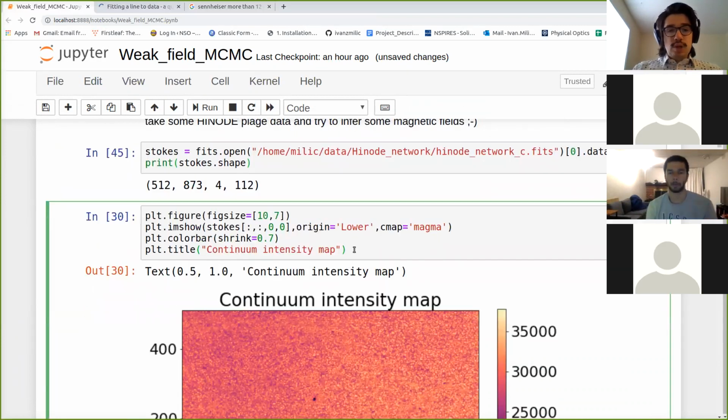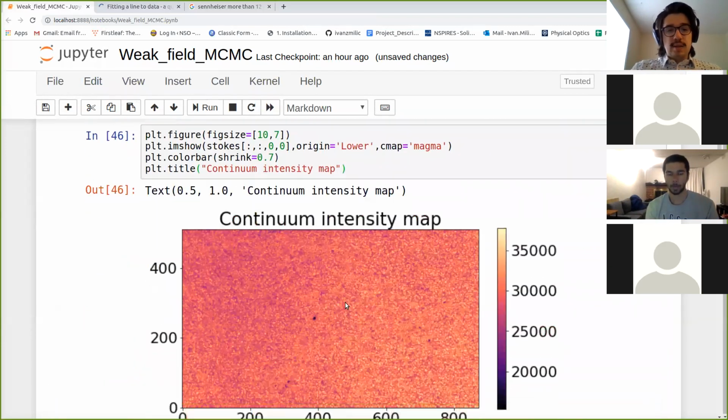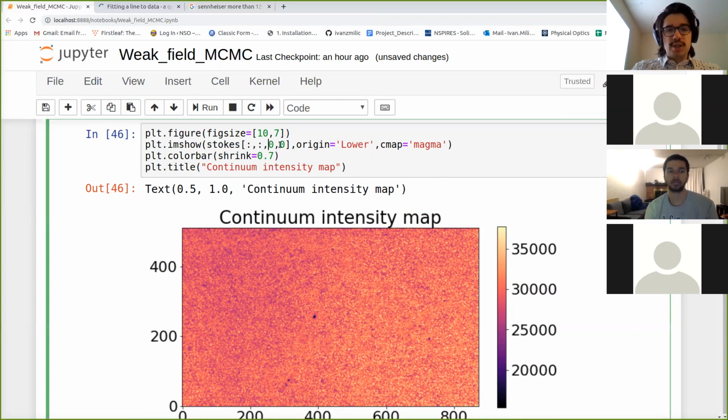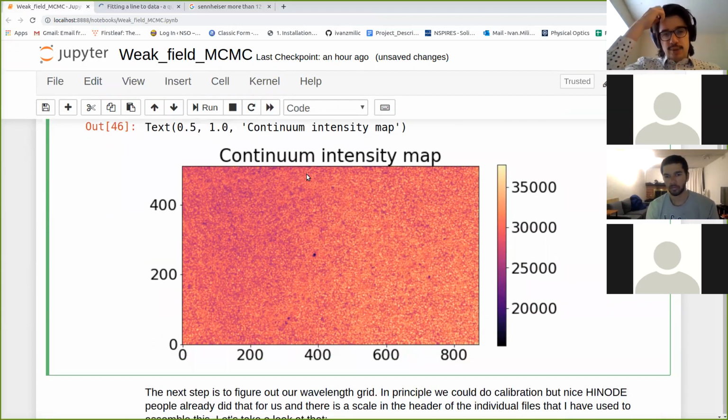And what I'm going to do is plot the continuum intensity map, which you can see. I mean, you know how to do it. I just say Stokes component 0 and wavelength index 0, and we get this nice plot here. And we see that this is a quiet sun with a couple of what I would call small pores or something like that.